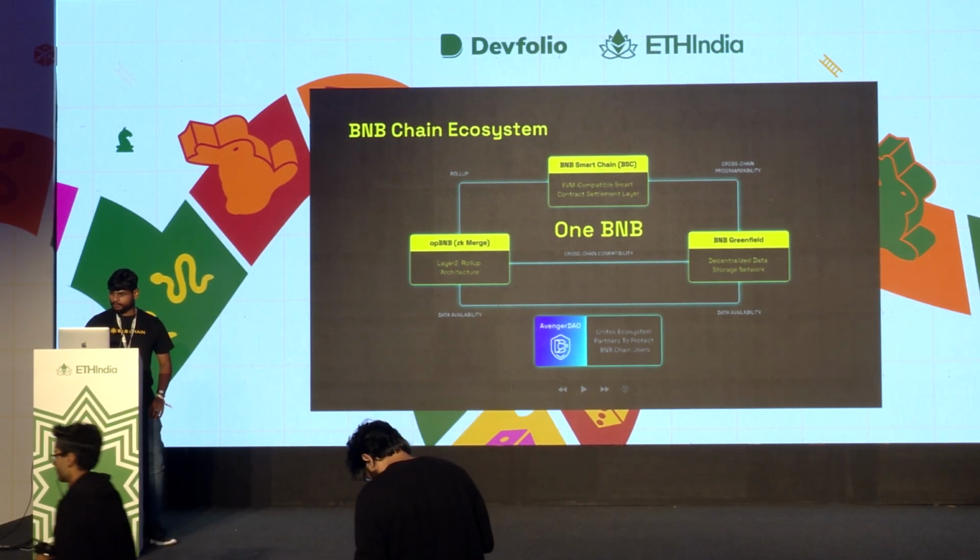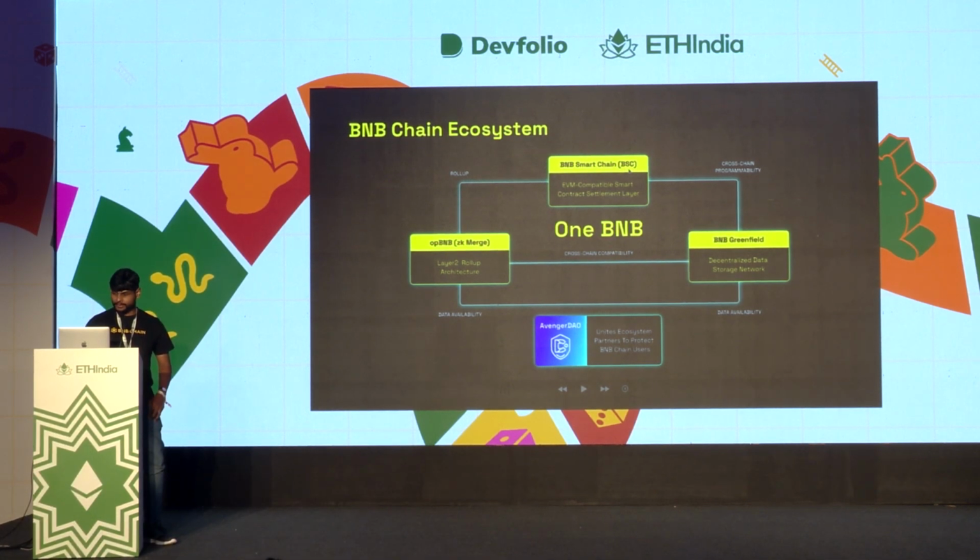We have BNB Smart Chain, called BSC. That's an EVM compatible smart contract settlement layer. Then we have opBNB, which is a layer 2 rollup architecture. And we have BNB Greenfield, which is a decentralized data storage solution. All of them are brought together through cross-chain compatibility. And we have the BNB token, which is common across all of them through cross-chain mechanisms.